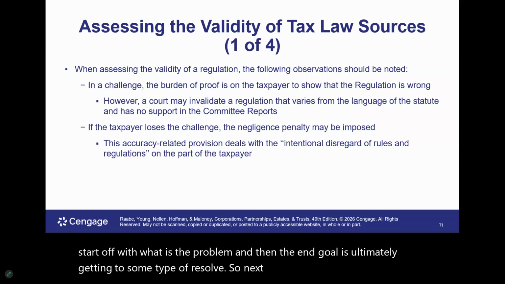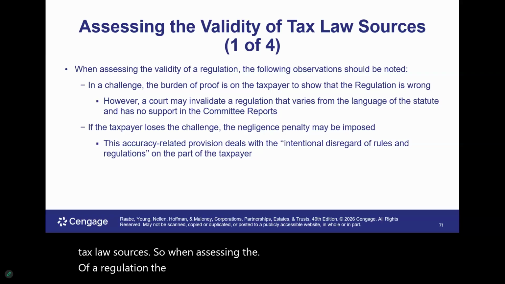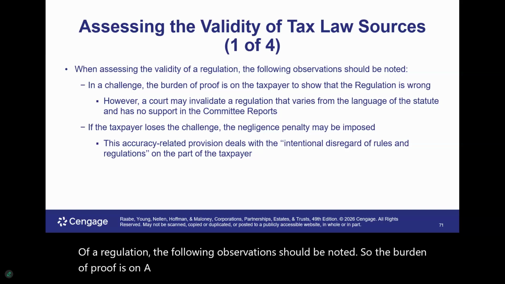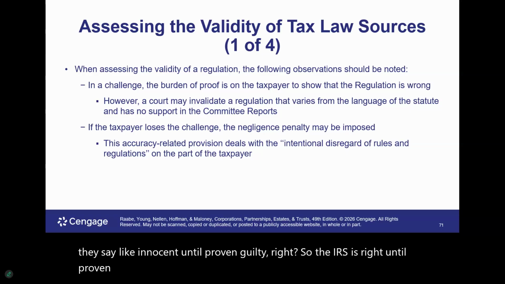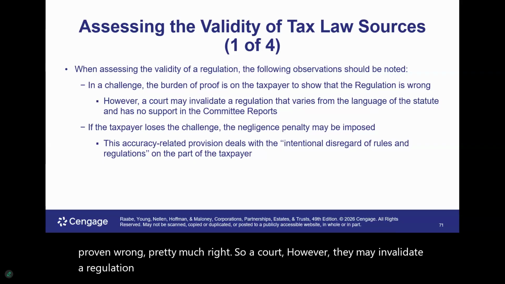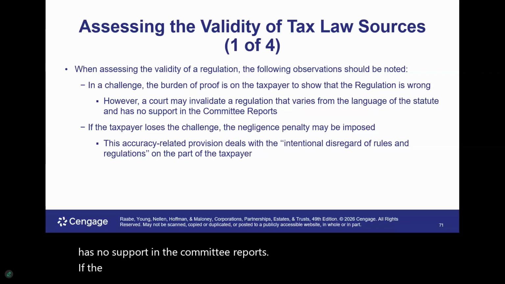So next we have assessing the validity of tax law sources. When assessing the validity of a regulation, the following observations should be noted. The burden of proof is on the taxpayer to show that the regulation is wrong, right? Like they say, innocent until proven guilty, right? So the IRS is right until proven wrong, pretty much. A court, however, may invalidate a regulation that varies from the language of the statute and has no support in the committee reports. And if the taxpayer loses a challenge, then the negligence penalty may be imposed. So that's another thing.